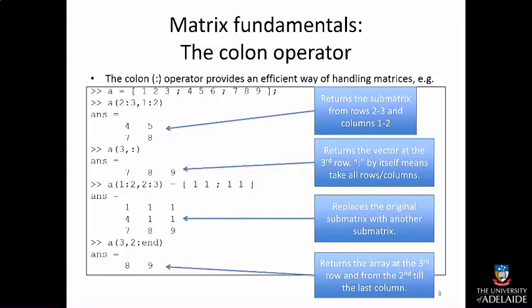Similarly, if you write A(3,:), you are telling MATLAB to return the third row, and the colon operator shows that you want all the columns in the third row. And if it is A(3,2:end), end means till the end. So you want the third row, and starting from the second column, every column after that. Incidentally, we have only 3 columns, so you would get only 8 and 9. If you want me to show you any of this in MATLAB, just let me know.